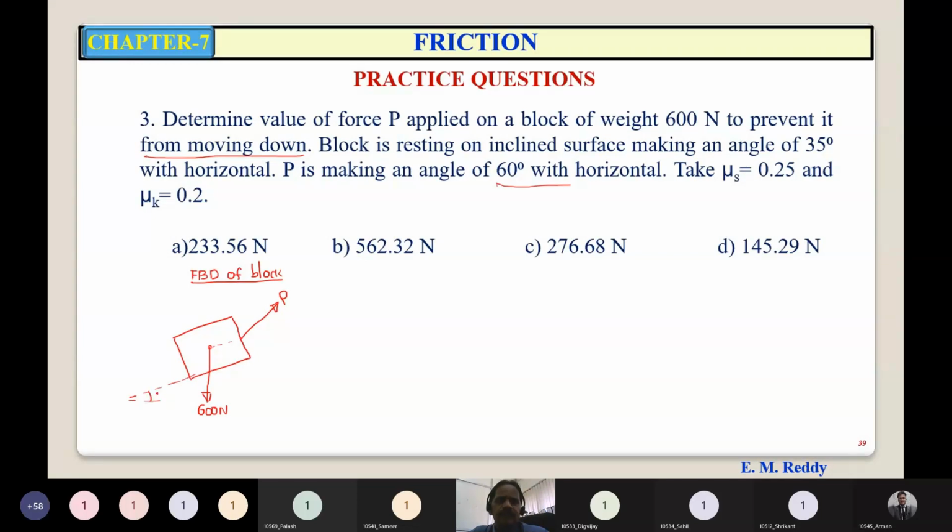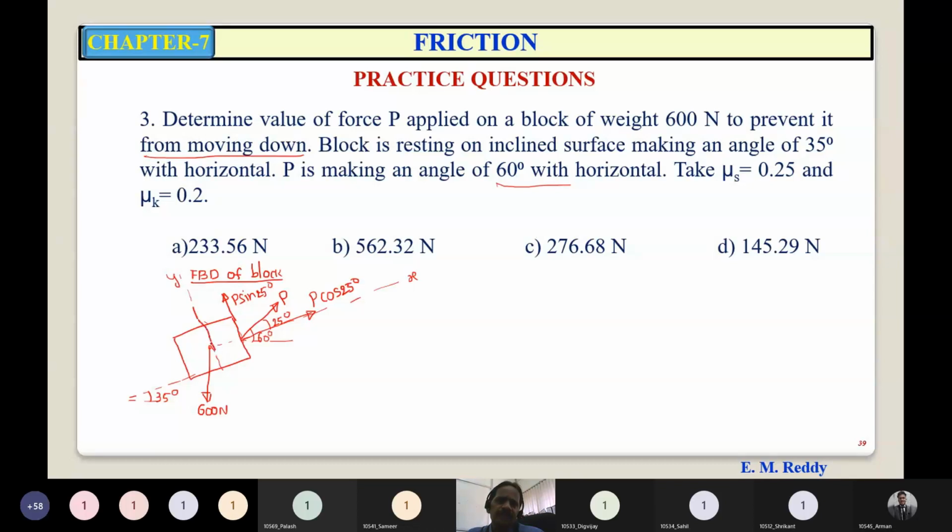So you have this as 35 degrees, whereas this is 60 degrees. But for our convenience, we find out the angle made by P with respect to the inclination, 60 minus 35, 25. So resolving this into P cos 25 and P sine 25. I'm resolving all the forces into components along the plane by taking the x-axis, and perpendicular to it, that is the y-axis.